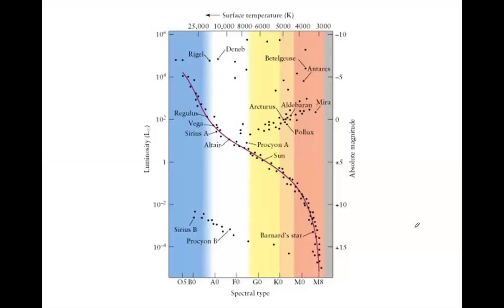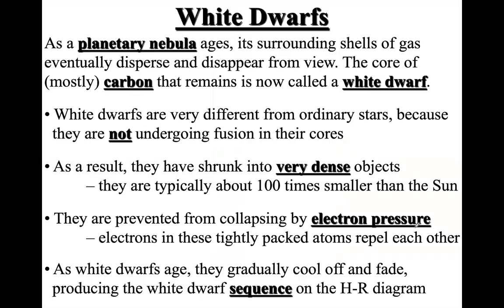Now we talked up to a point where we have a planetary nebula. So what happens is, with age, even after the planetary nebula, this surrounding shell of gas will eventually disperse, right, and disappear from view.